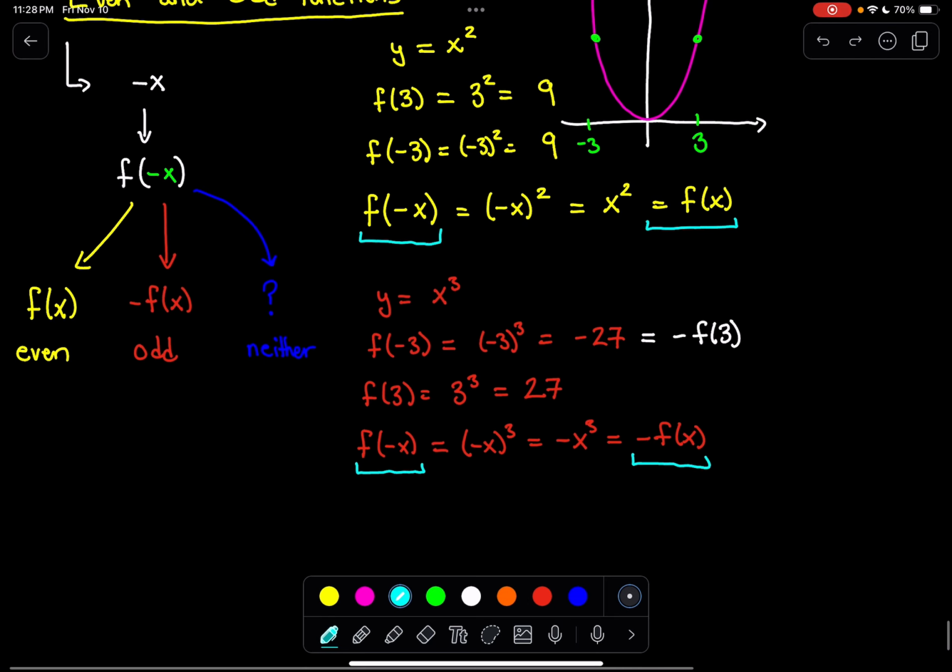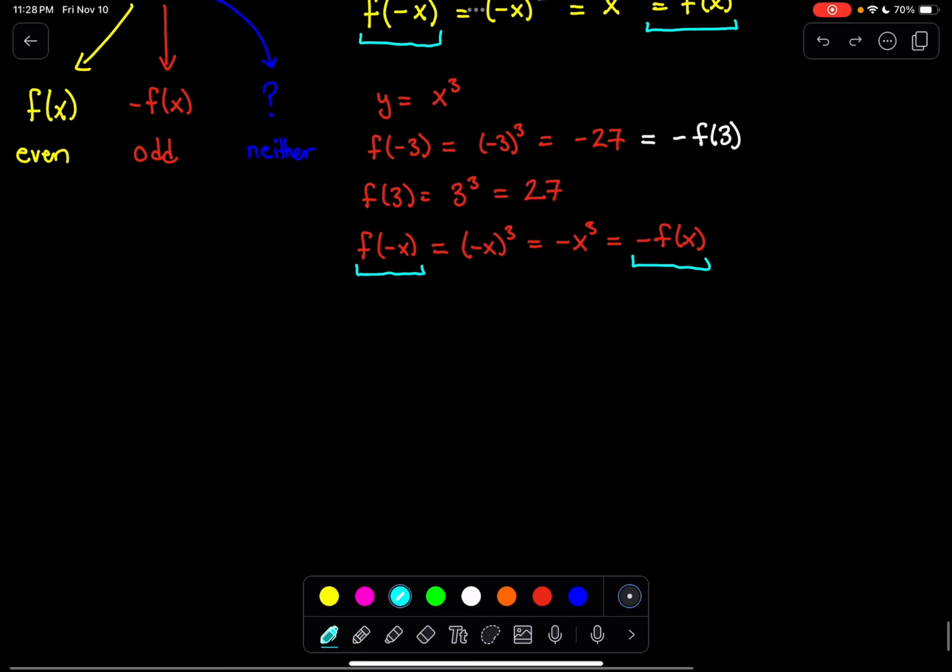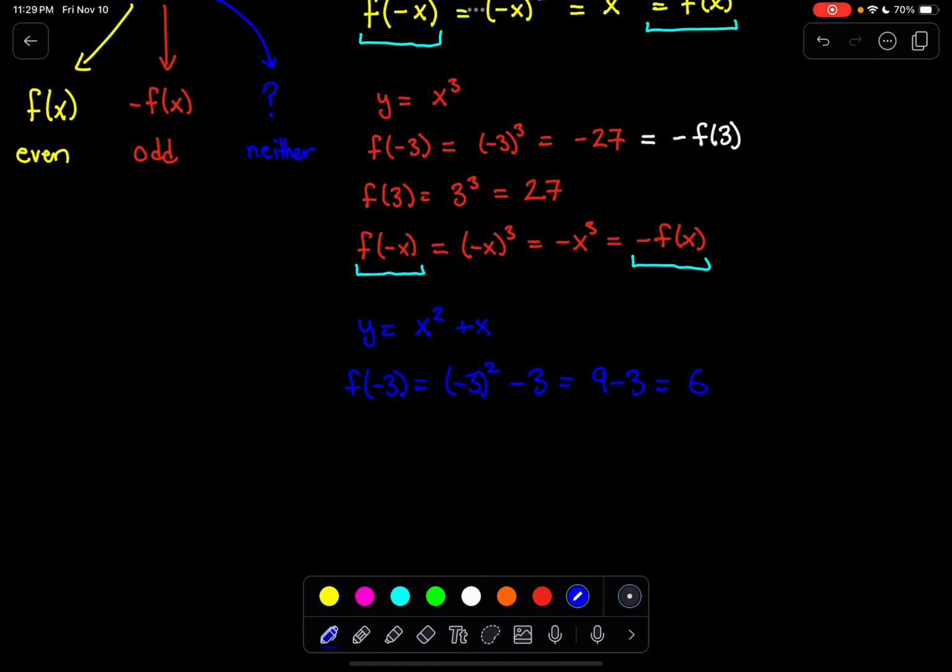Now, one that might fall into the neither category might be y is equal to x squared plus x. All right, and so by example, let's just plug in negative 3. If I plug in negative 3, I get negative 3 squared minus 3, which is equal to 9 minus 3, which is 6. And on the other hand, if I look at f of 3, I'm going to get 3 squared plus 3, which is 9 plus 3, which is 12.